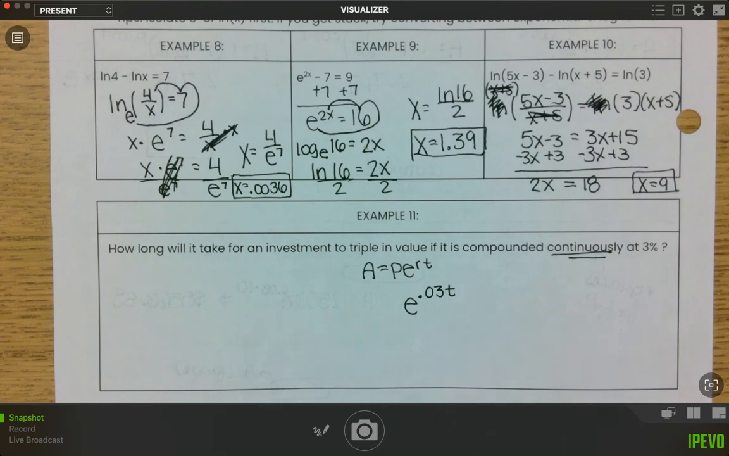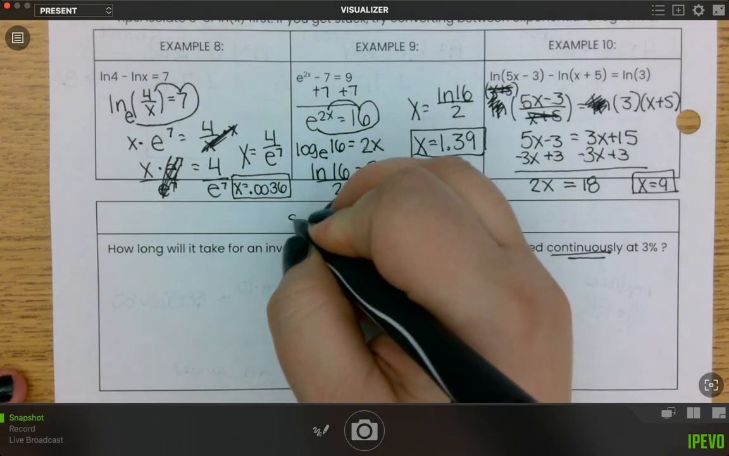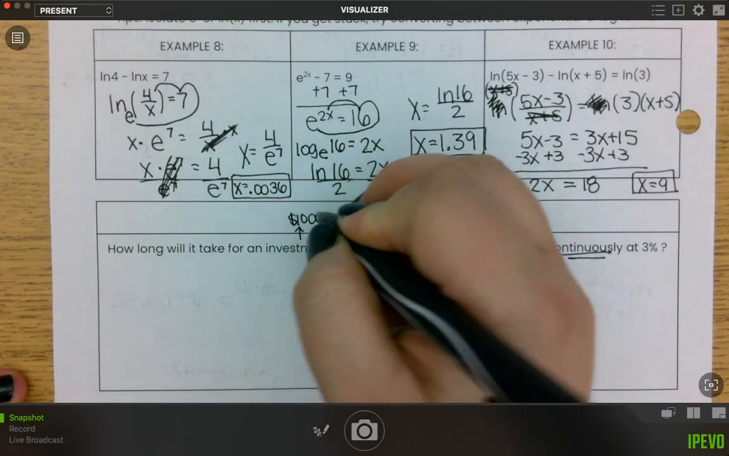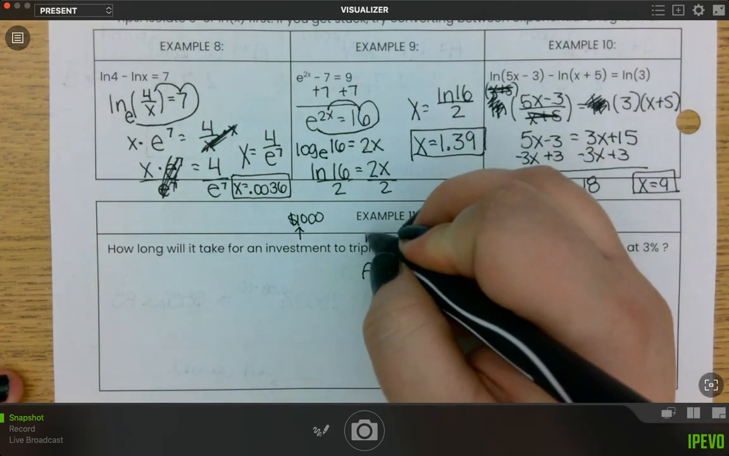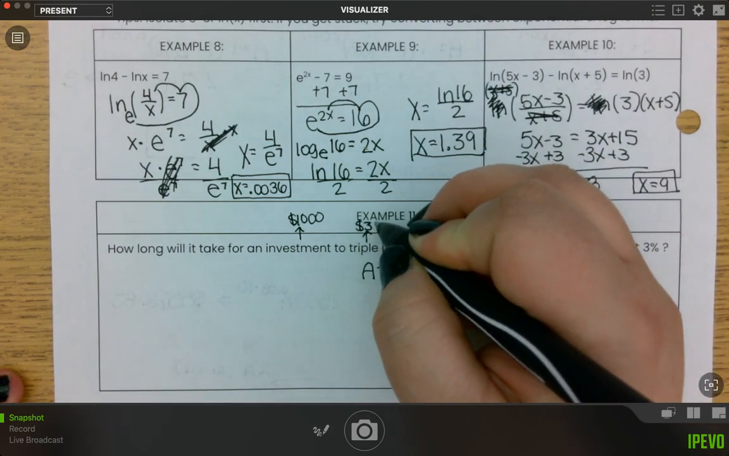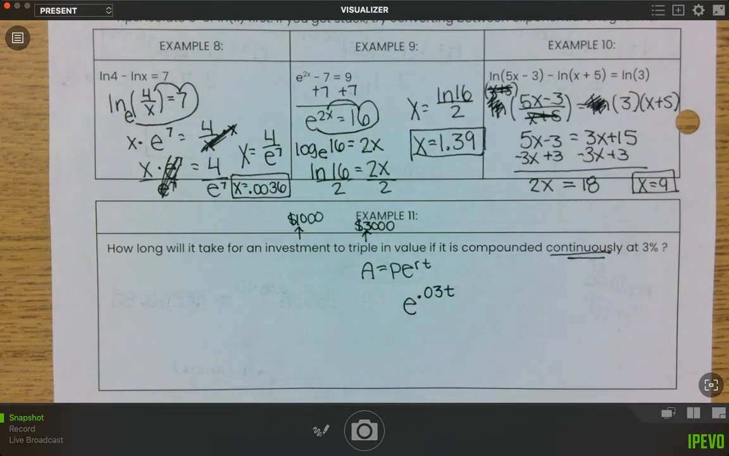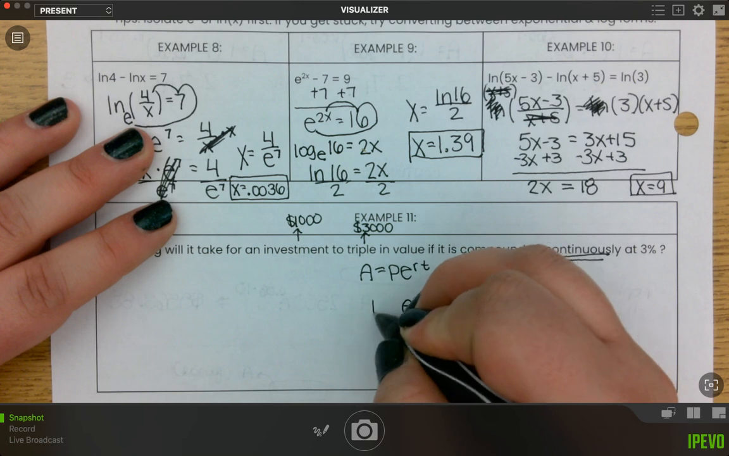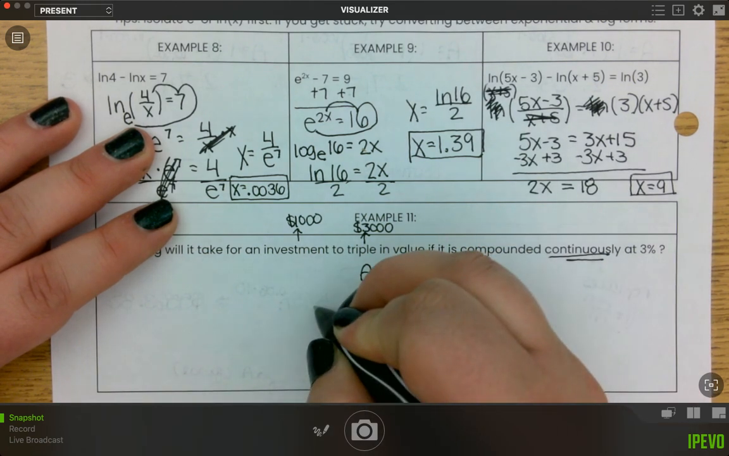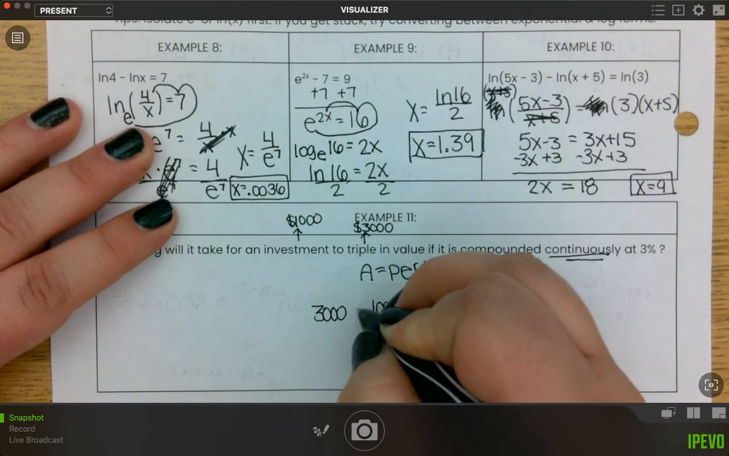Pick a number. Let's say we're going to invest $1,000. Then triple that investment would be $3,000. It doesn't matter how much you pick to start with. It's going to take the same amount to triple an investment of $1,000 as it takes to triple an investment of $2. It's just a lot more money to triple 1,000 than 2. So let's say I'm starting with 1,000. I would then end up with 3,000.